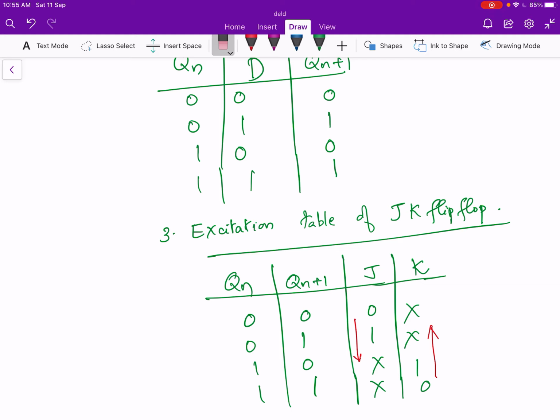And we have seen the excitation table earlier. So corresponding to 0 0, JK will be 0, don't care. And 0 1, 1, don't care. 1 0, don't care, 1. And 1 1, don't care, 0. So an easy way of remembering is, if we move from top to bottom of this column of J, we can see it is 0, 1, don't care. And if we move from bottom to top, then we can see it is also 0, 1, don't care. So that is the excitation table of JK flip-flop.